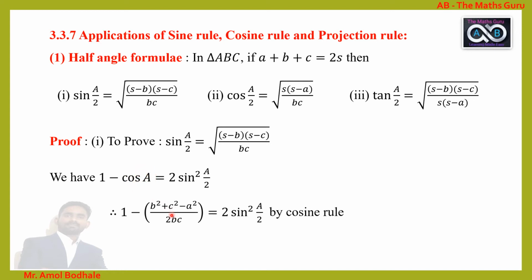So here we know that the value of cos A by cosine rule is b square plus c square minus a square upon 2bc. So let's simplify this statement. Here we will take cross product. So we will get 2bc minus, if we solve the bracket, b square minus c square plus a square upon 2bc equal to 2 times sine square A by 2. Here we will take the negative symbol common from all three terms, and we'll rearrange this term.